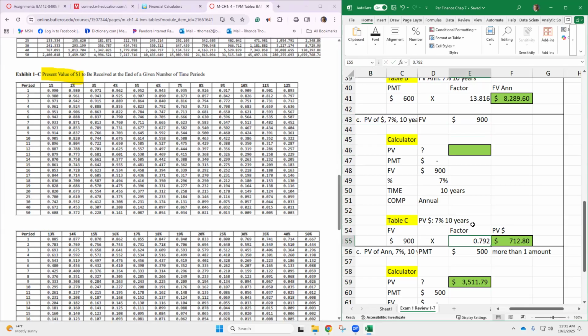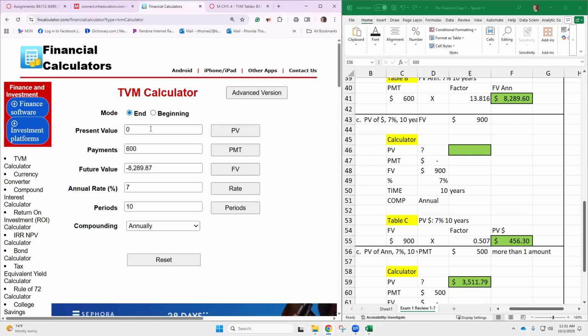0.508. Okay. Let's see if my calculator gives me something similar. Present value is what we're looking for. No payments. We want $900 in the future. 10 years. Present value, 457.51. Yes, that's very close to what we found in the table.